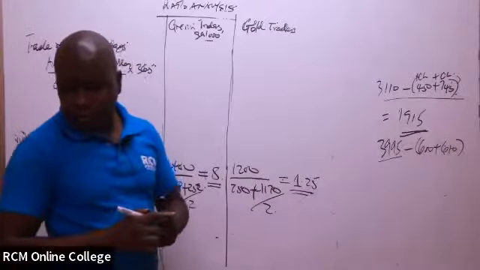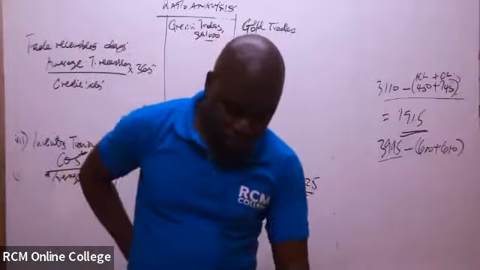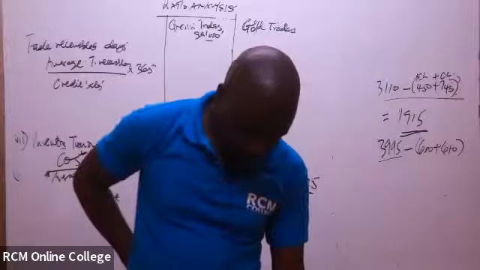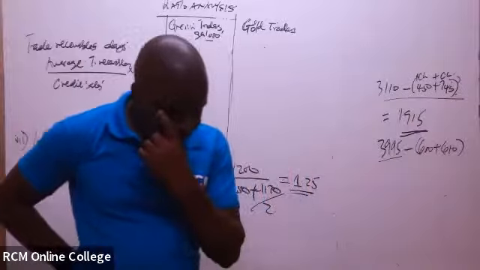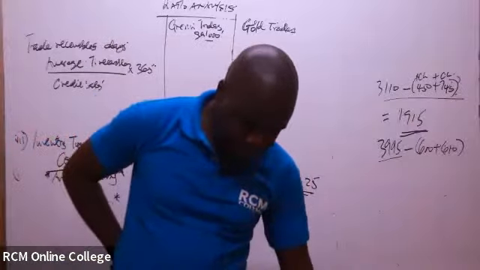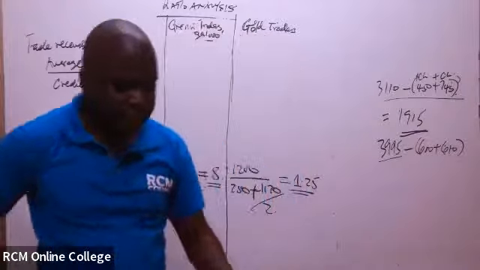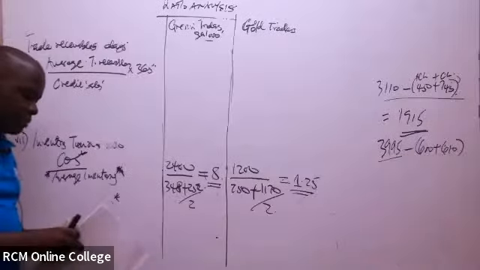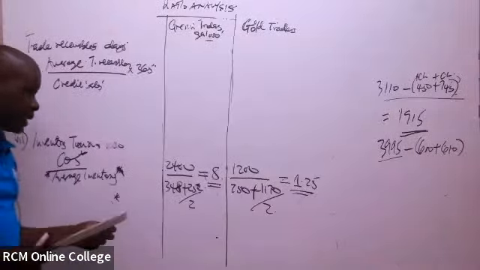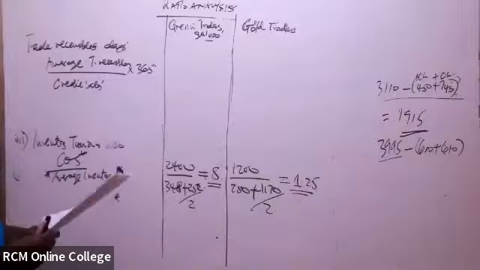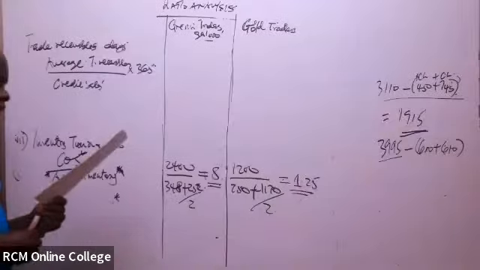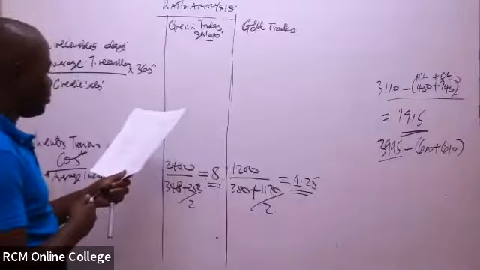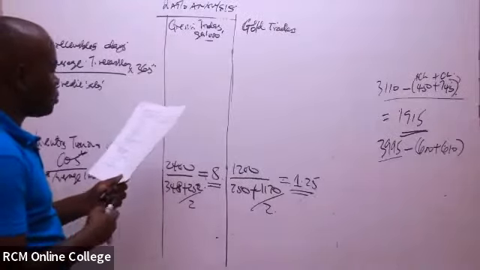So the average trade receivables multiplied by, in this case, 365 over the credit sales. And of course, you've been told in the income statement that the sales, all of them, are actually on credit. And of course, you've been given the trade receivables in the statement of financial position.